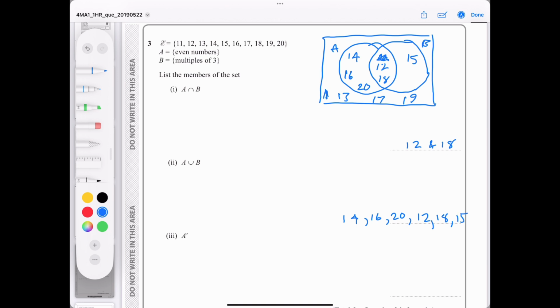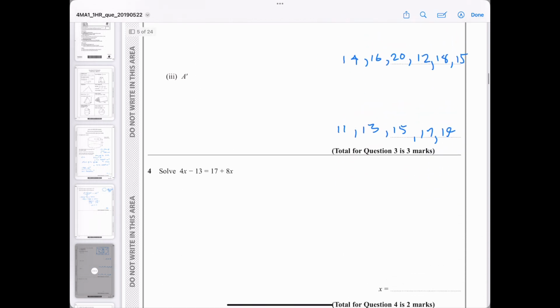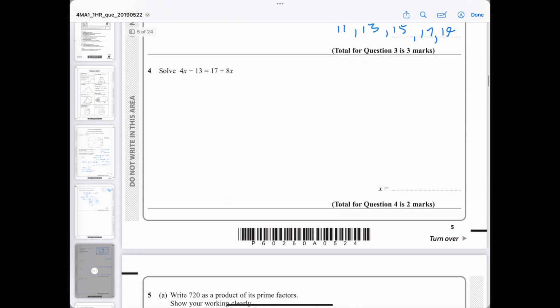And not A. So not A means if we cover up A, including the middle bit, it means basically everything that's not even. So 11, 13, 15, 17, and 19. And that's what that little thing means there. The apostrophe means that in this case.